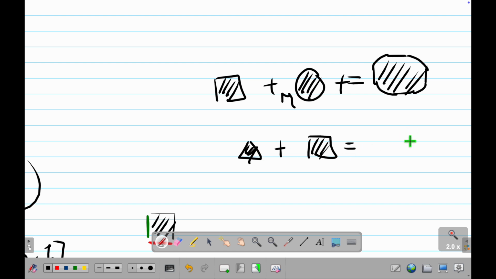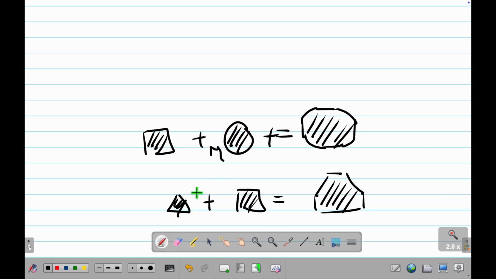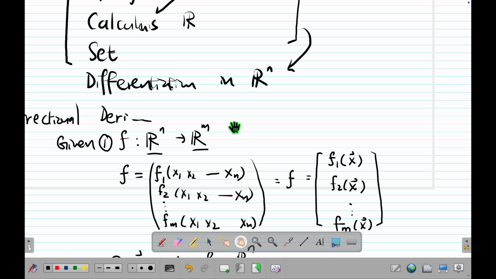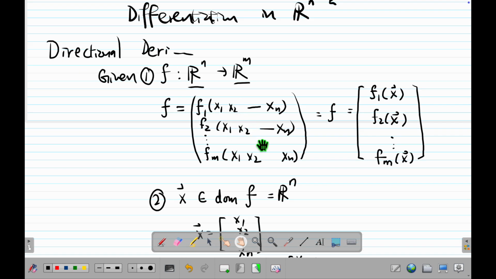It will be what? Something like this, okay? And then of course, if you have more complicated things, for example, a moon plus a house plus a man, I don't know what it looks like, but anyway, you got the idea. So this is important. Then you have differentiation. Only 10 more minutes. I don't think I have enough time to talk about this, but maybe next week.